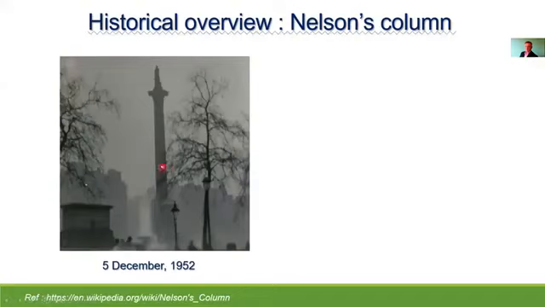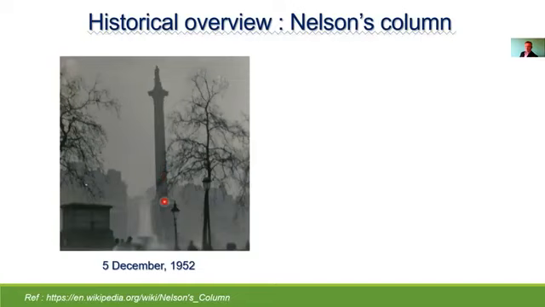Shown here is the Nelson's column in London in the year 1952. During the December month of the year, it was a period of cold weather, and when combined with anticyclone and windless conditions, it formed a thick layer of smog all over the London city. People were asked to stay indoors, as we are doing now. Even then, the smog penetrated the indoor areas and reduced visibility. Within 5 days, 4,000 deaths were reported.